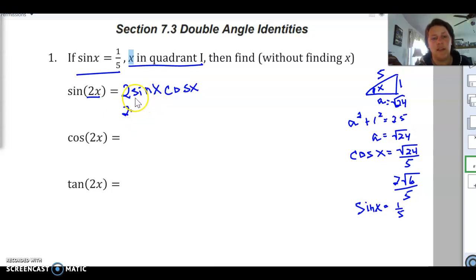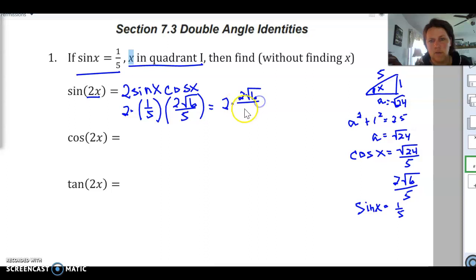Well, we know sine of x is equal to 1/5. And then cosine of x, we just found down here, is equal to 2 square root of 6 over 5. So our final answer for that one is equal to 2 times 2 root 6 over 25.